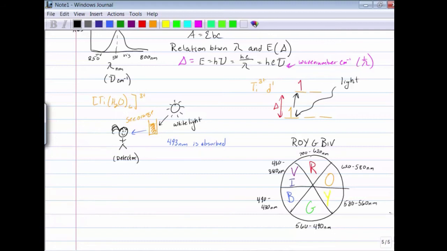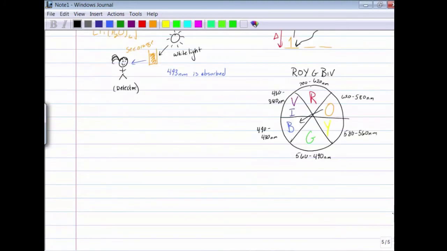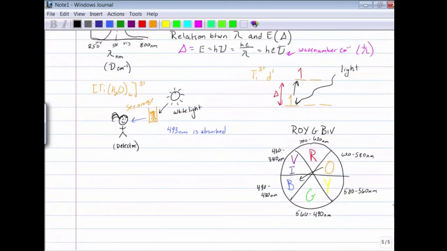If I told you that I had an orange solution, you can look at this color wheel and say, okay, orange, well, it must be absorbing blue light. Because whatever the wavelength is, so if it's absorbing around 493 nanometers, you know that that's blue light, and you can look across to the complementary color and see that you would actually see orange. Because the light that's coming to your eye is basically white light minus 493 nanometers, and so you will see orange.